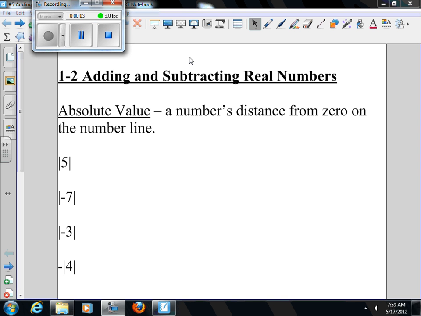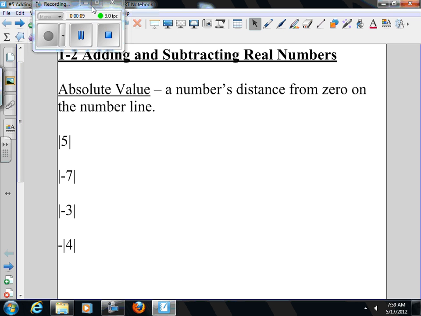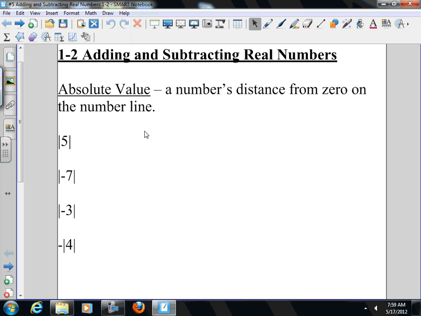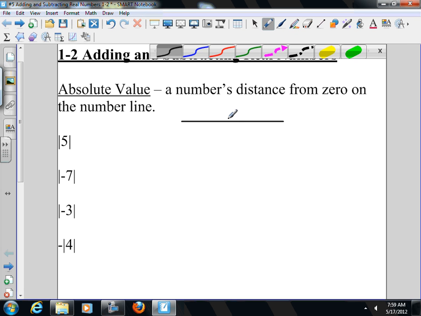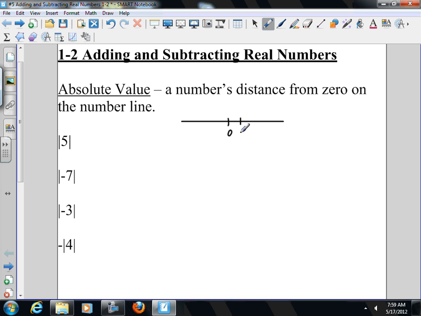Today we're going to be talking about adding and subtracting real numbers. And to do this, first of all, we have to know what the term absolute value means. Absolute value is a number's distance from zero on the number line. So if you have a number line like so, and let's say we have 0 in the middle, here's positive 1, positive 2, positive 3, positive 4, and so on. And then negative 1, negative 2, negative 3, negative 4, and it keeps going.